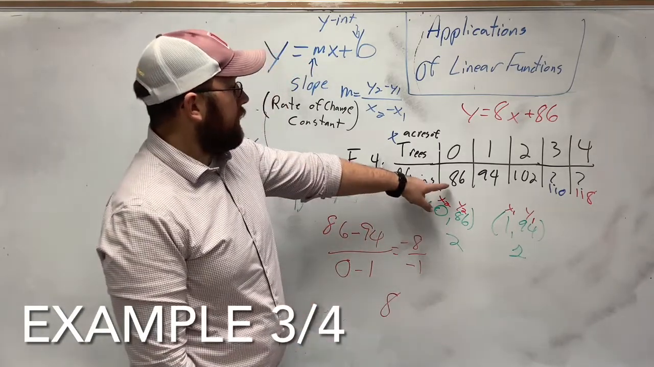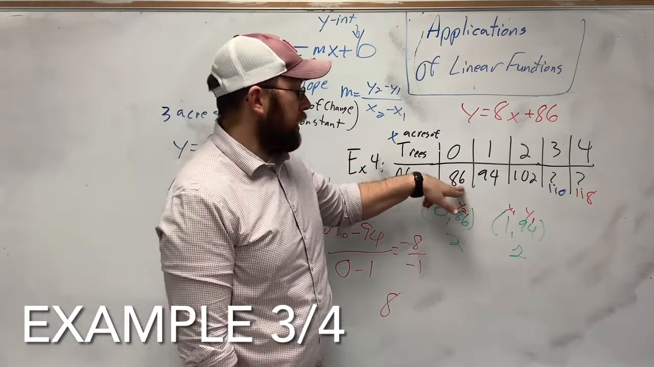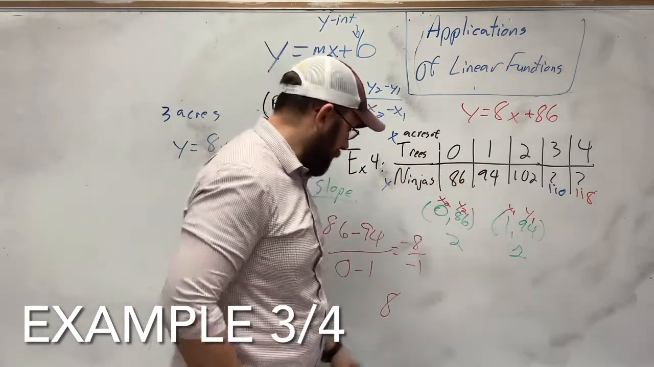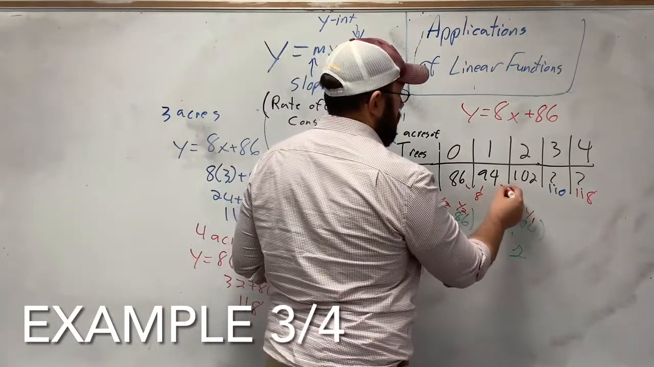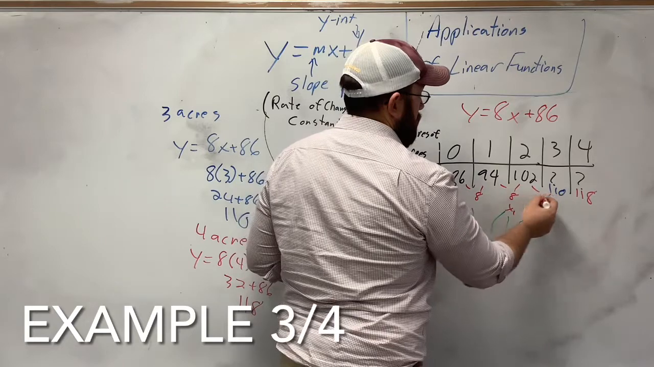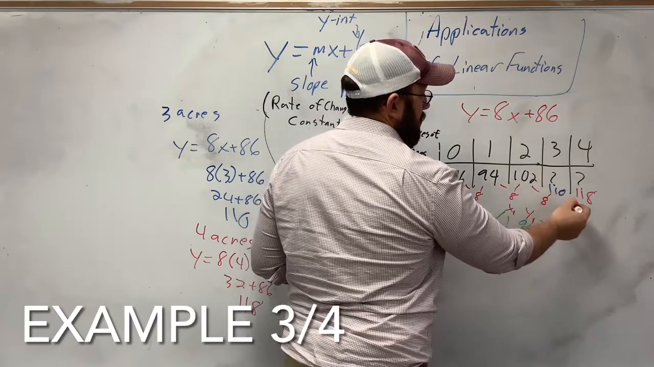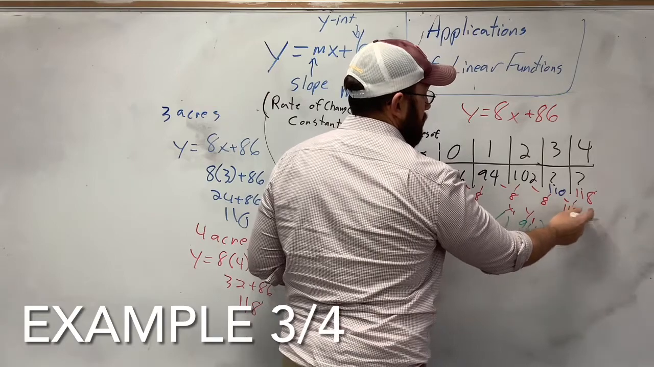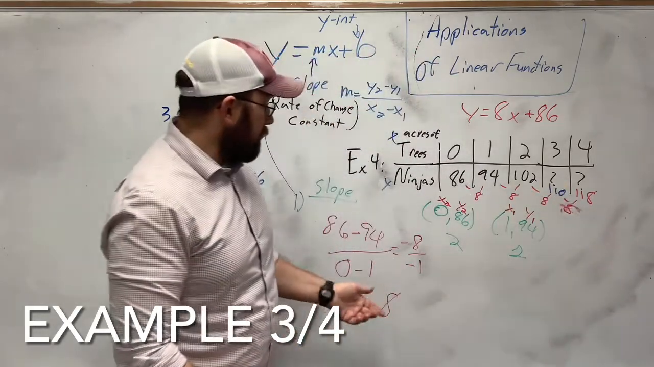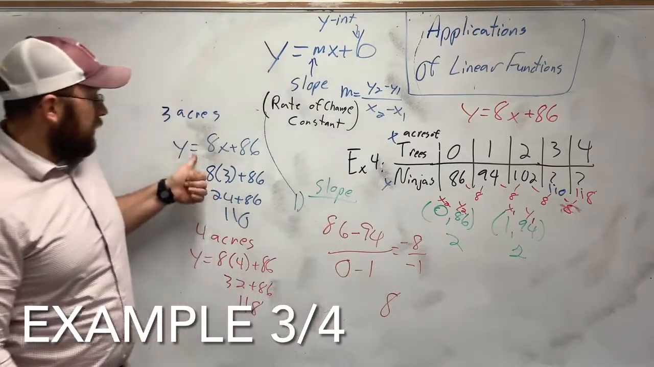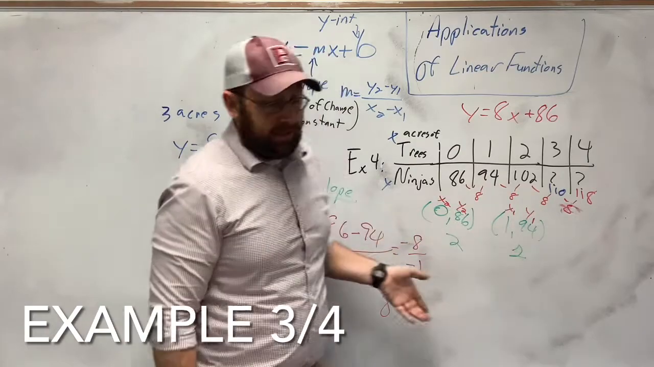All right. So this actually makes sense also if you don't do the math. So 86 and 94. How many did it take to get there? 8. So then if I add 8 to 102, I get 110. If I add that to it, I get 118. So there you go. And that is how you find the missing one. That is how you find it algebraically, and that's how you find it just using the table. That's how you find the equation.